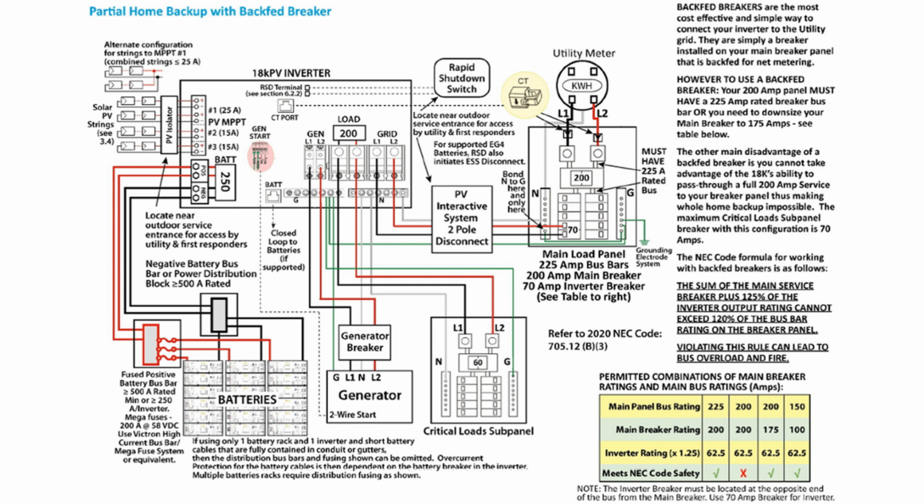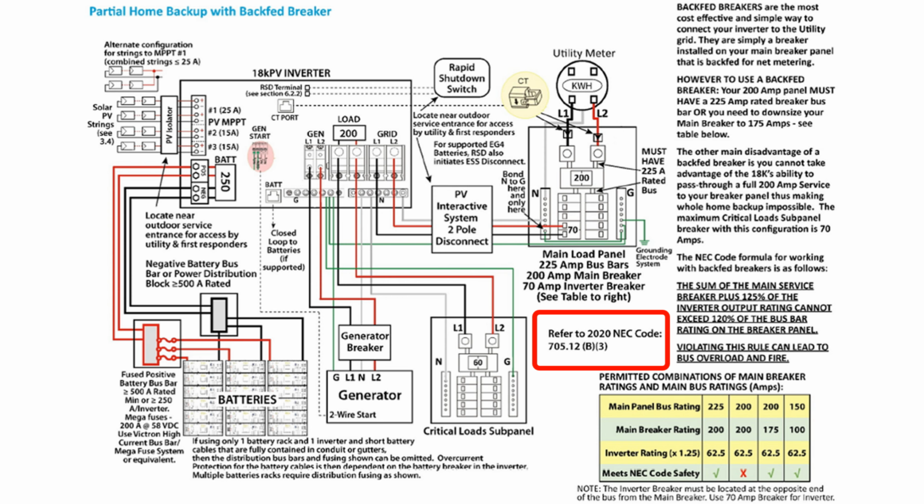I plan on keying my wiring design off of EG4's example wiring diagram from the installation manual. Here it says the NEC code formula for working with backfed breakers is as follows. The sum of the main service breaker plus 125% of the inverter output rating cannot exceed 120% of the busbar rating on the breaker panel. To support that, it refers us to the 2020 NEC code article 705.12(B)(3). Let's take a look at 705.12(B)(3).